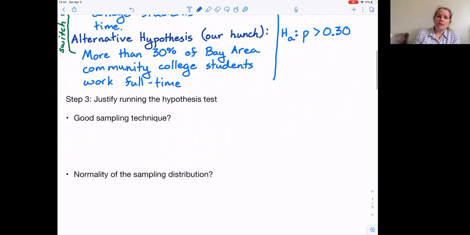From here, we have to justify running the hypothesis test. This is the same idea as with the confidence intervals, but in this case, we do actually know p, or at least we have an assumed p. So first up, do we have a good sampling technique? It's random, and it draws from the entire population.